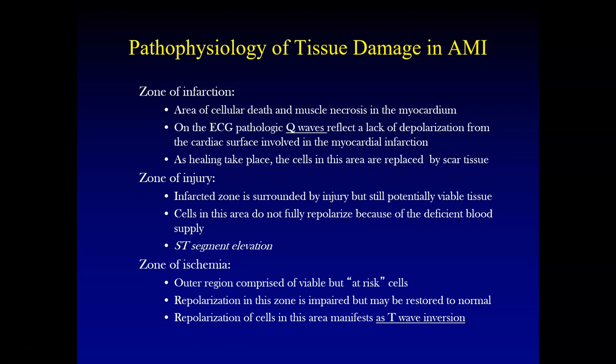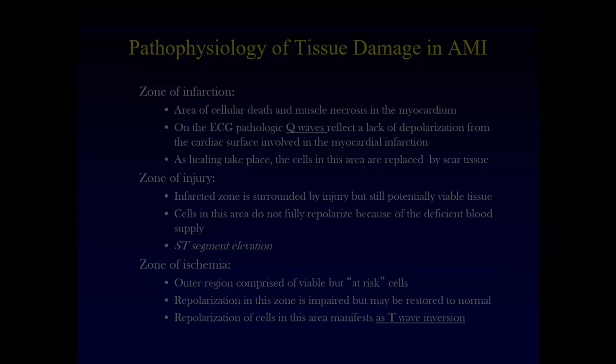What I really want you to come away with is these two up here. Zone of infarct, okay, you're going to see those Q waves, some pathologic waves potentially, and it's going to heal in the form of scar tissue. That's what I want you to know. Zone of injury. This zone is surrounded by the injury, still viable. We can still fix it, still save it, get blood flow back, but that's where our ST segment elevation on the EKG is coming from, the zone of injury. Please remember that.